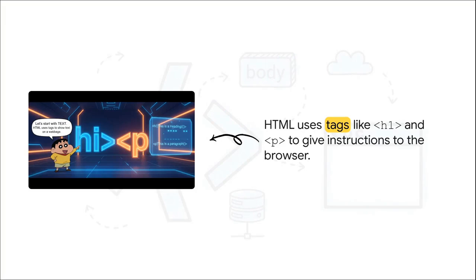The secret is using these little instructions called HTML tags. For our text, the 2 big ones you need to know are the H1 tag, which is for a big, important heading, and the P tag for a regular paragraph. You literally just wrap your text inside these tags, and the browser knows exactly what to do with it.